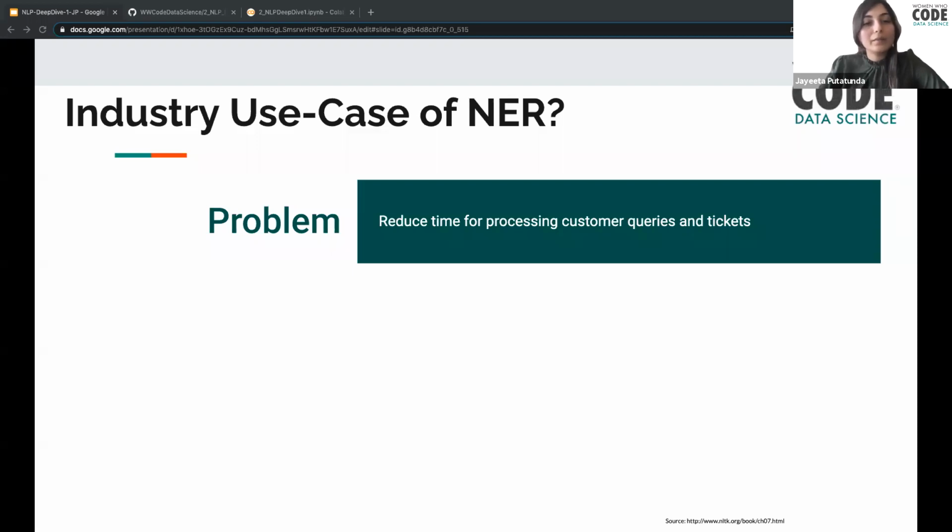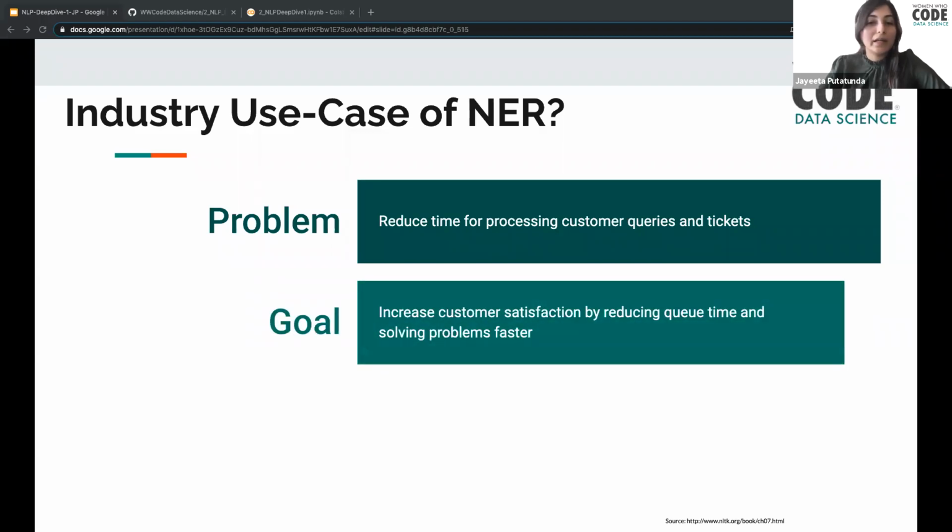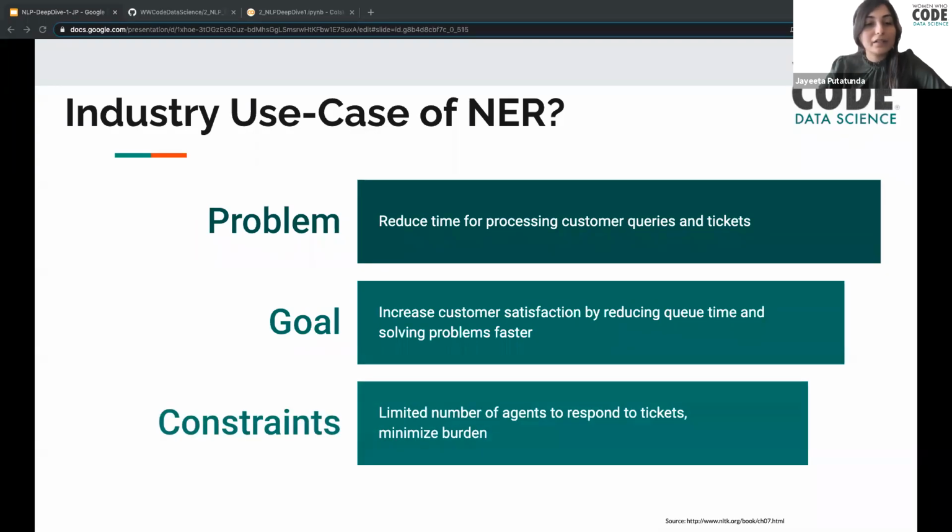Say you want to reduce the time for processing customer queries and tickets. You have a website and people are raising problems and queries. The goal is to increase customer satisfaction by reducing the queue time and solving the problems faster. You also have constraints: you have a limited number of agents who can respond to those tickets, so you want to minimize their burden. What are some of the steps where these natural language methods can give you a good start or a good push to make that system a little more seamless and faster?